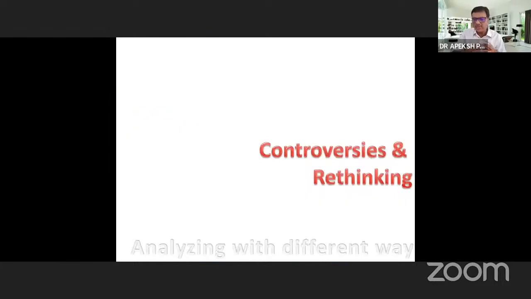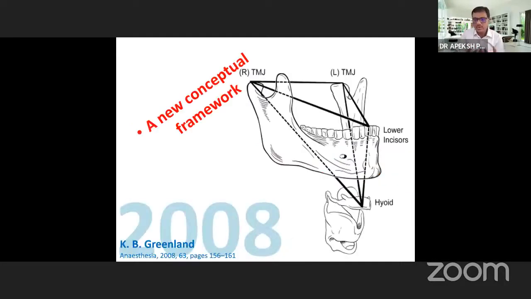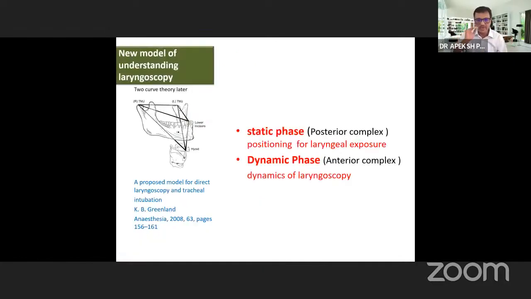So there are a lot of controversies among the positioning that has forced us to rethink about the laryngoscopy, and which has come up with the new conceptual framework to understand the laryngoscopy. And this framework makes the understanding easier for difficult laryngoscopy. Why we get the difficult laryngoscopy? So according to this Greenland's new conceptual framework, there are two phases of laryngoscopy. One is static phase and another is dynamic phase of laryngoscopy.